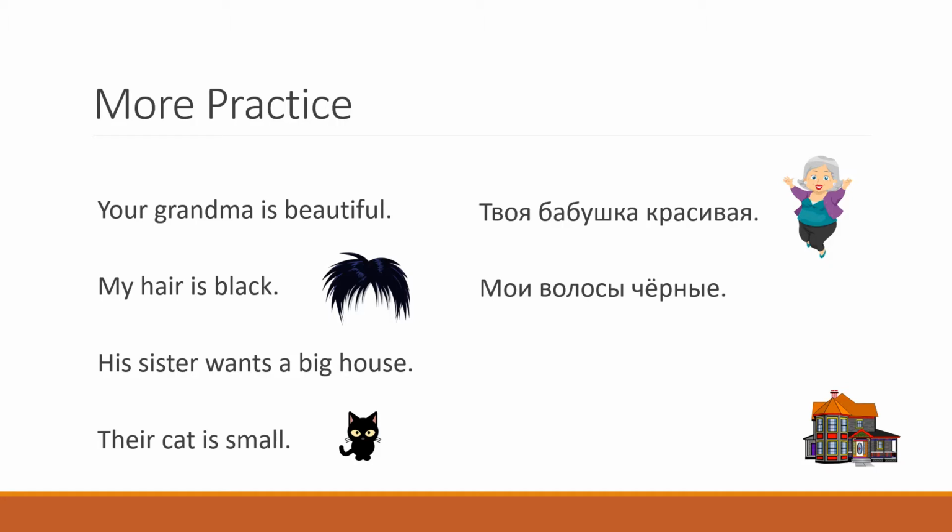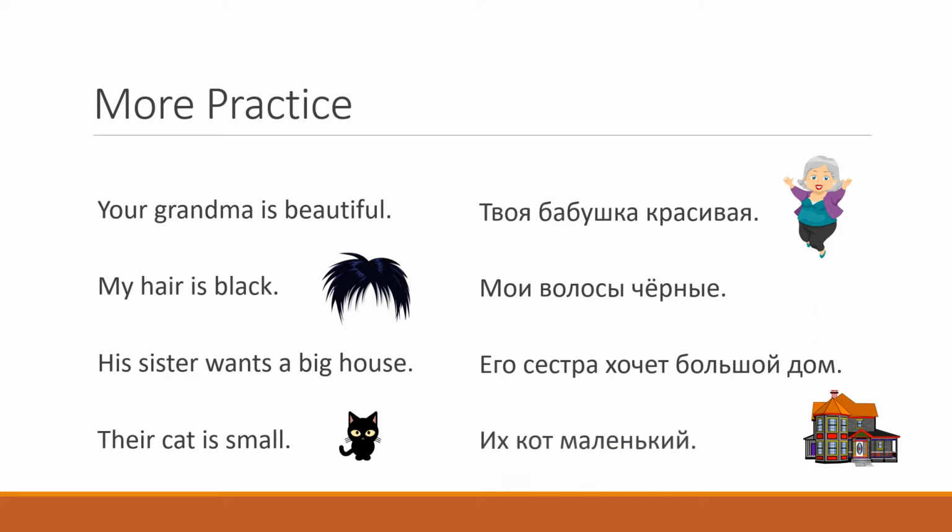Next, his sister wants a big house. So the object sister is female, but in this case it doesn't matter because his is always the same. Его сестра хочет большой дом. His sister wants a big house. And then finally, their cat is small. Их кот маленький.